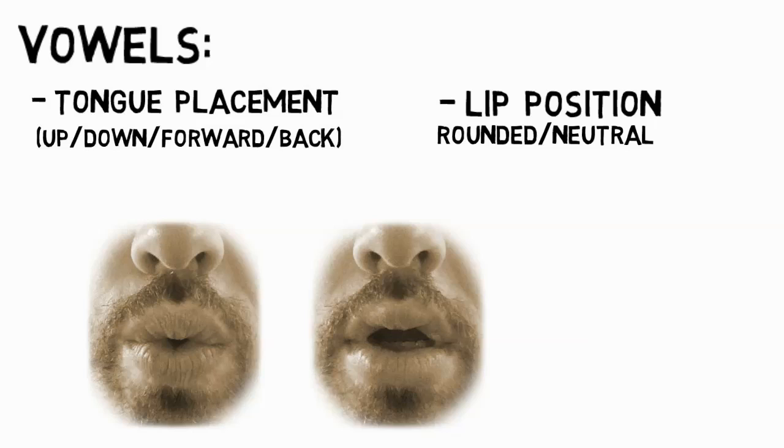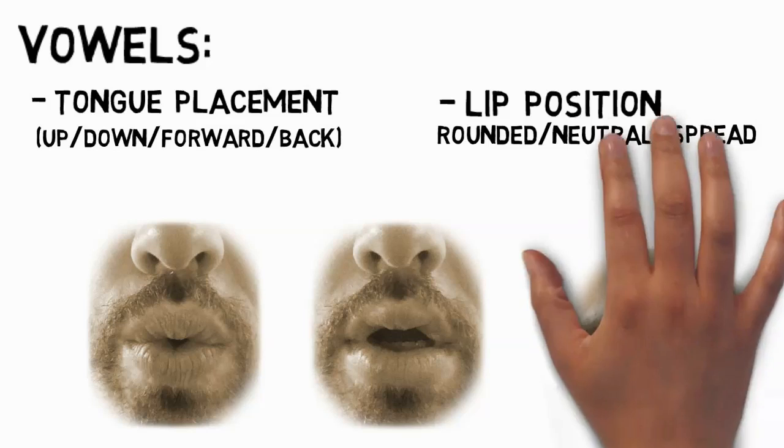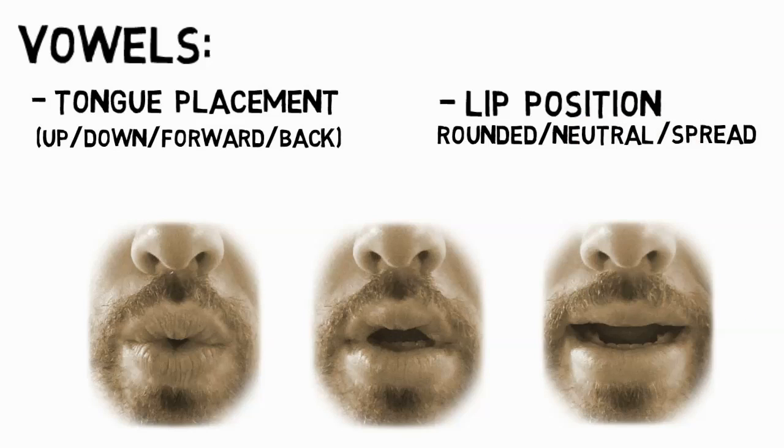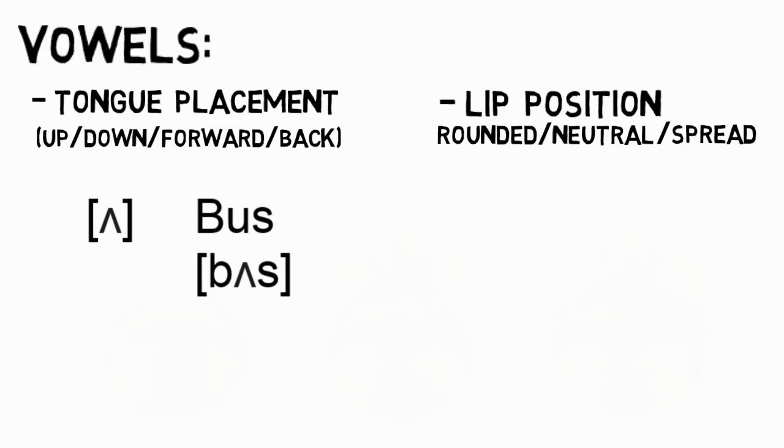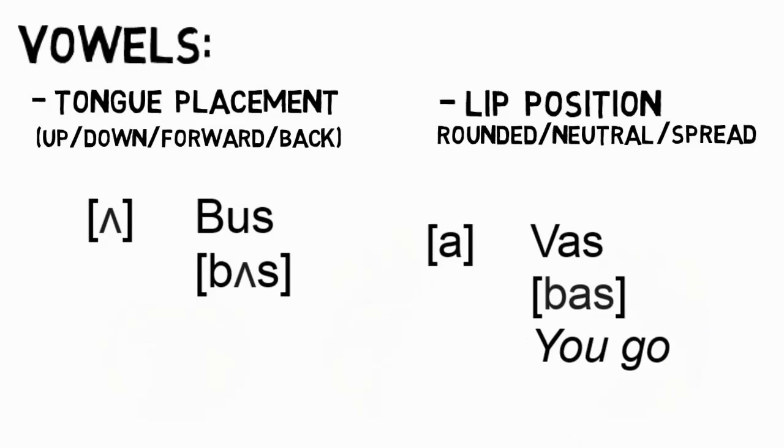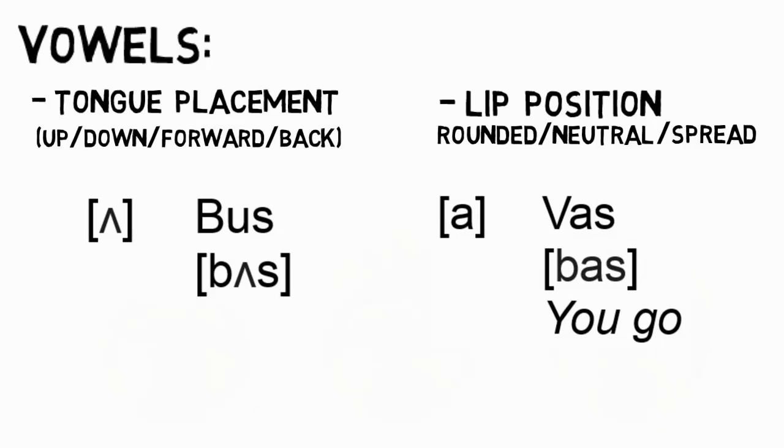That's what turns French's I into U, for instance. But for this vowel in Spanish, we're doing the opposite. We need to spread our lips out. Whereas the U in bus has totally neutral lips, the A in Spanish has totally spread out lips. And those are the 5 vowels of Spanish.